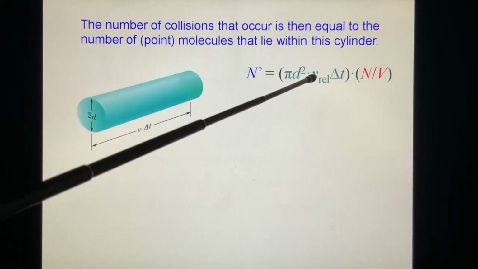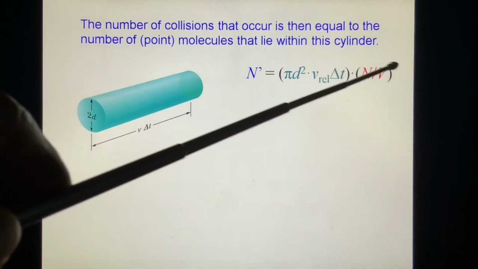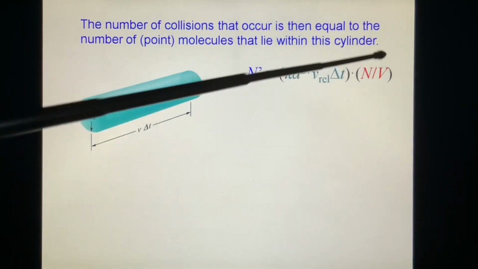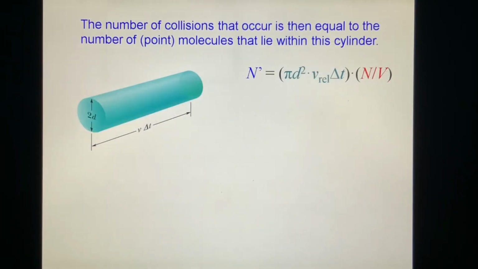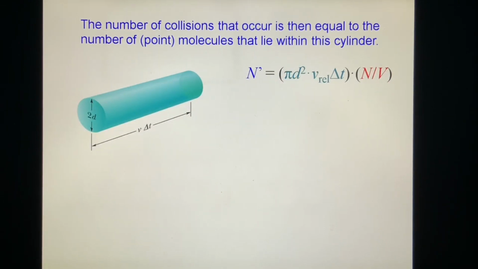Here we put the relative speed. Why? Because we consider other molecules moving in the same way, so the speed has to be corrected. And the density is the total number divided by its volume, V. This V actually is this V. Okay, we forget this one.